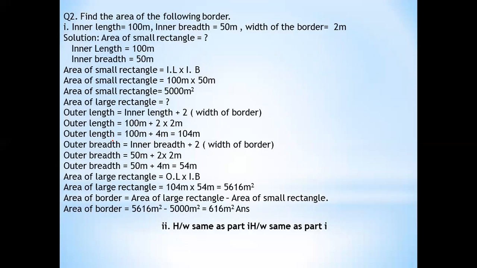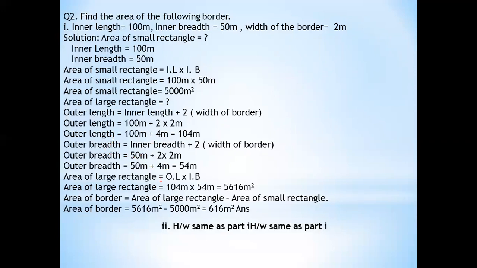Outer breadth, similarly, is inner length plus 2 times the width of the border. Now the inner length we are given is 50 meter, plus 2 times the width of the border, which is given as 2 meter. 2 multiplied by 2 will become 4 meter. Addition of 4 meter with 50, we will get 54 meter.